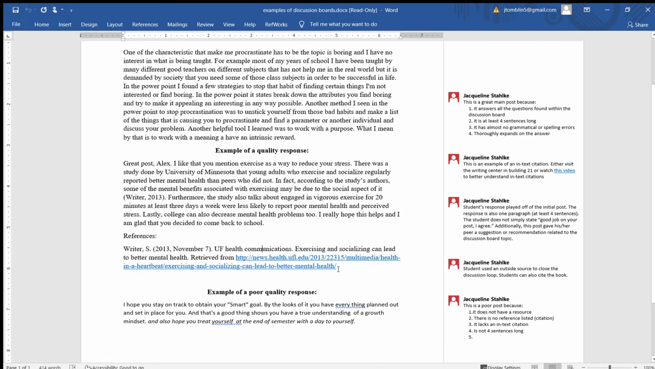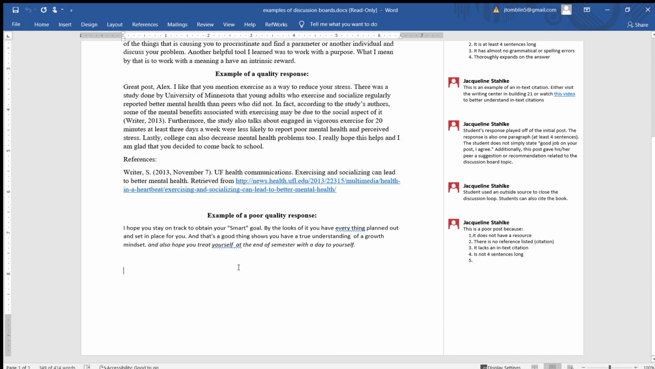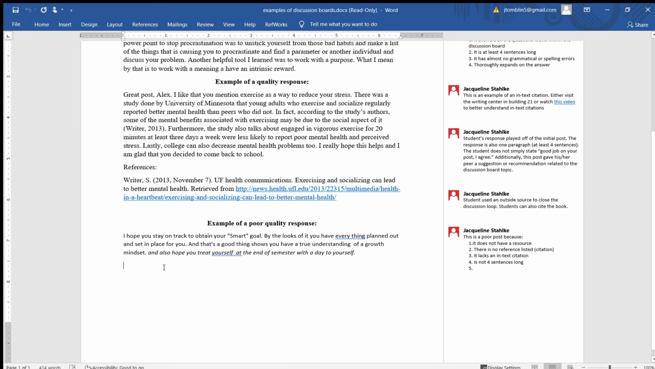Now that we went over what good quality posts are, let's look at a poor quality post. Okay. So this is a poor quality response because this person is saying, just in response to a peer, I hope you stay on track of your SMART goal. By the looks of it, you have everything planned out and in place for you. And that's a good thing. A good thing shows that you have a true understanding of a growth mindset. And also hope that you treat yourself at the end of the semester with a day to yourself.